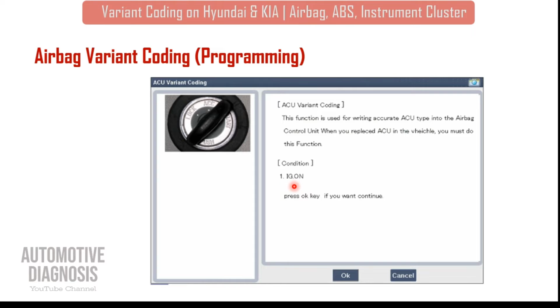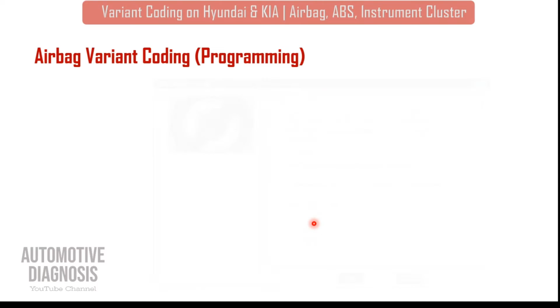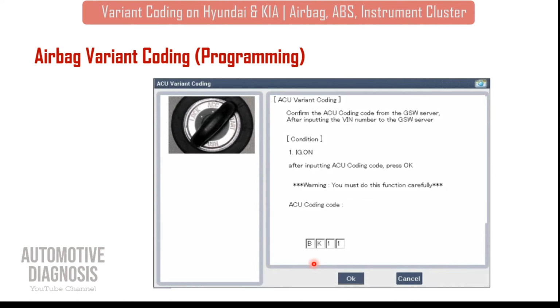The condition is ignition on, and when you press OK, you need to have a code. The code is normally a 4-digit code for performing the airbag variant coding. But how can you find the code for performing this variant coding? There are two ways, the easy way and the hard way. And I'm going to explain how to find it based on each situation.